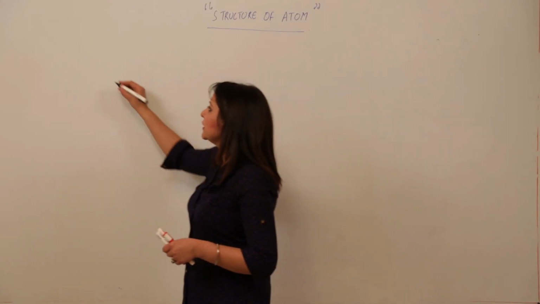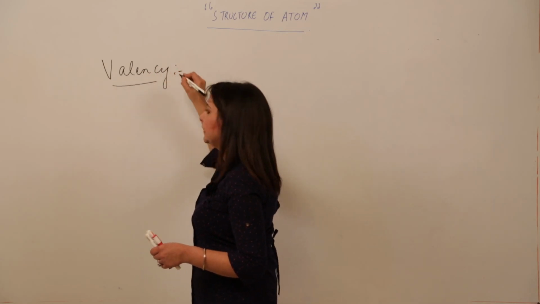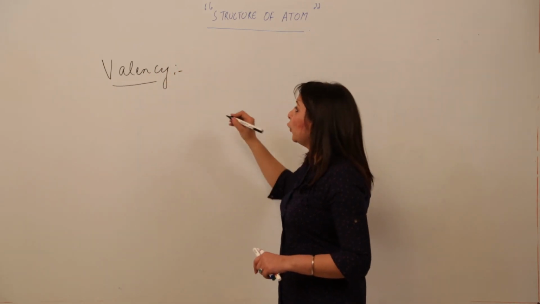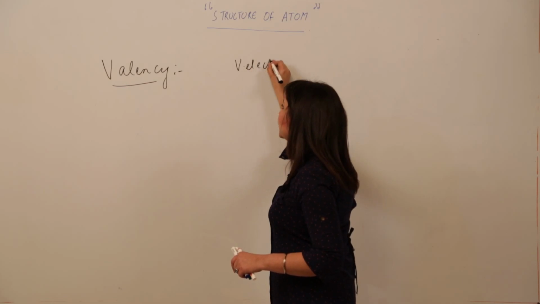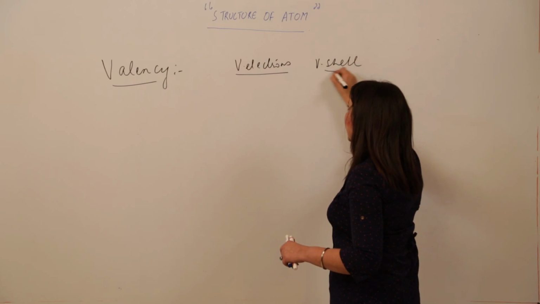Now we are going to start with the valency. Now what is the valency? First of all, you should know what the valence electrons are, because before we take it up, we should be familiar with valence electron and valence shell.